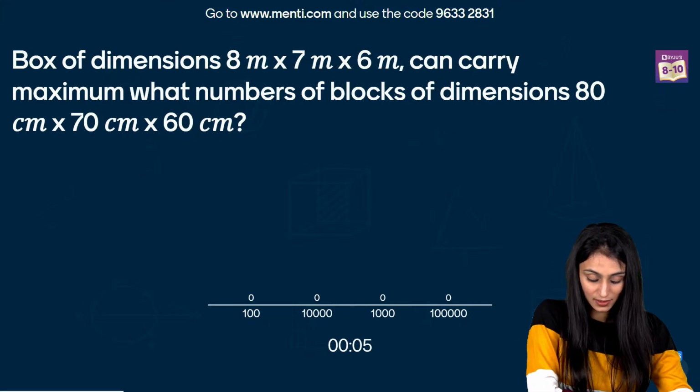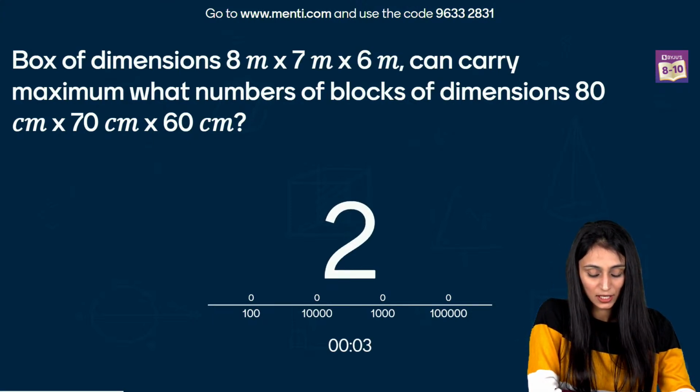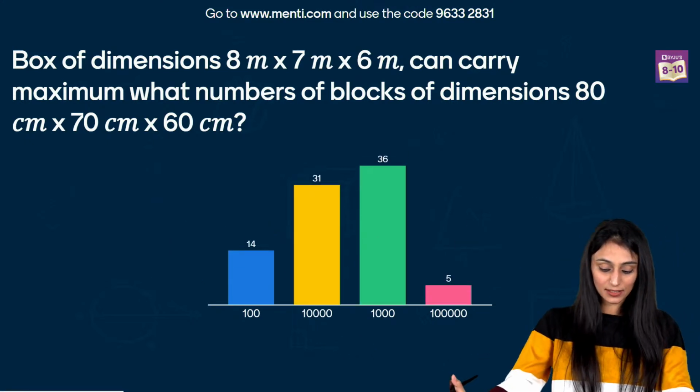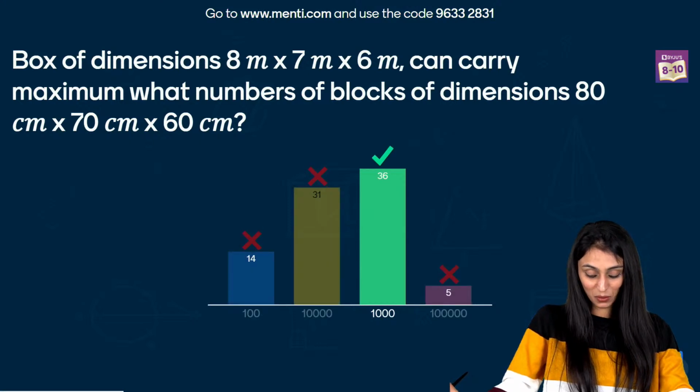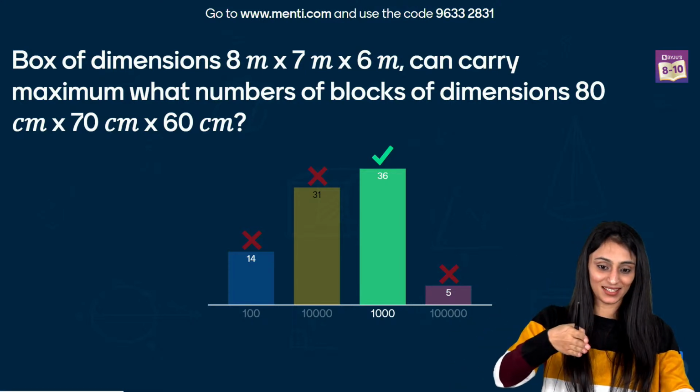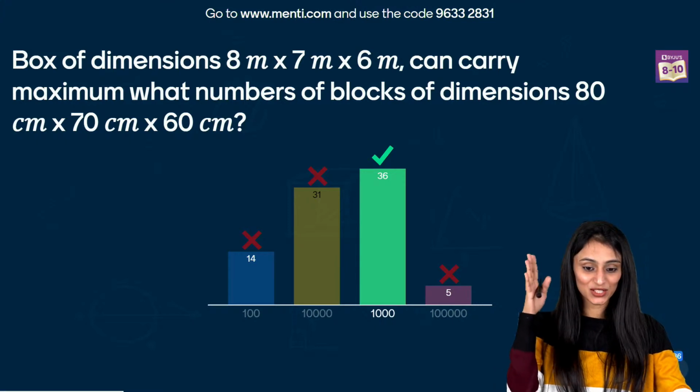The answer that you are giving, it's not in any of the options. Okay, time is up. Now let's see what the correct answer is. Correct answer is 1000. Some are saying it's 10,000, some are saying 100, some are saying it's 1 lakh. There is a very little margin between 1000 and 10,000. See, I told you, do the calculation carefully.